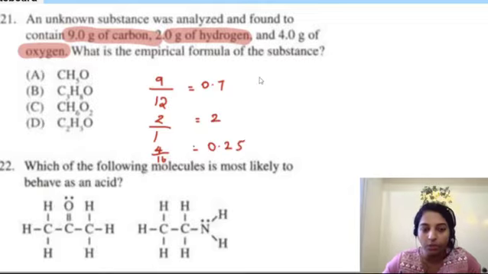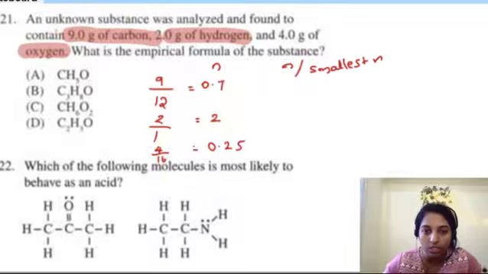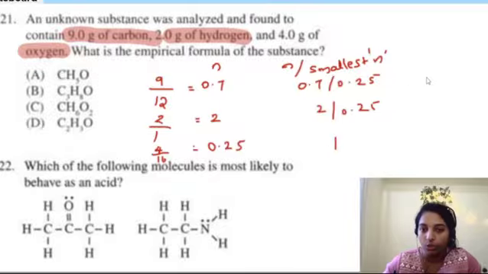Okay, after that what do you have to do? Yes, we got the relative n, then divide by the smallest n, right? Out of this, which one is the smallest one? Yes, 0.25. So you can divide all the numbers by 0.25. 2 over 0.25, 0.25 over 0.25, so just 1. So what's the ratio you got? This is 3, this is 8, and this is 1. So our formula is C3H8O.